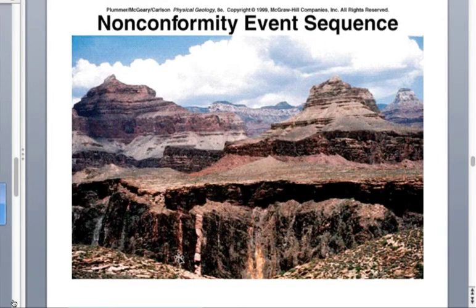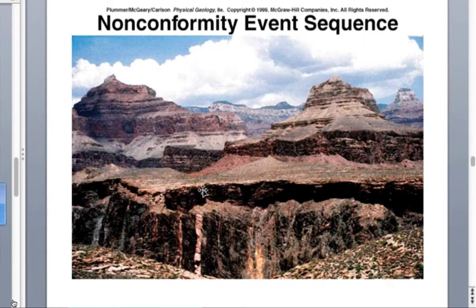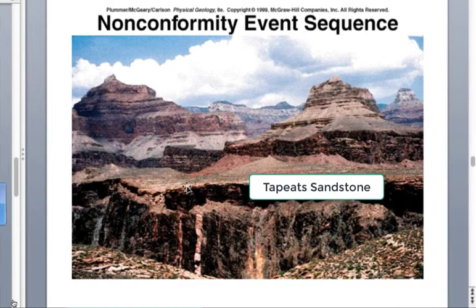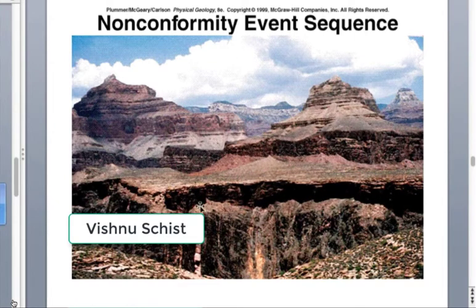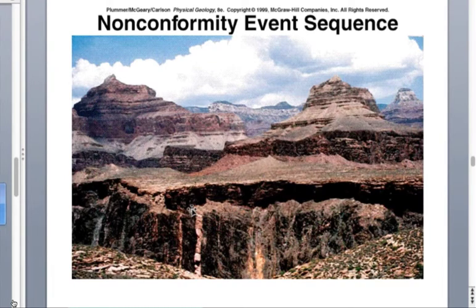Then looking here at the nonconformity in the Grand Canyon, here is the Tapeats sandstone. In this part of the Grand Canyon, the Tapeats sandstone sits on top of the crystalline basement, which includes the Vishnu schist, which is a metamorphic rock, and a younger rock called the Zoroaster granite, which intrudes into it. And so these rocks range anywhere from 1.4 billion years old to about 1.7 billion years old. Remember the Tapeats sandstone is about 540 million years old, so there is a huge time gap.